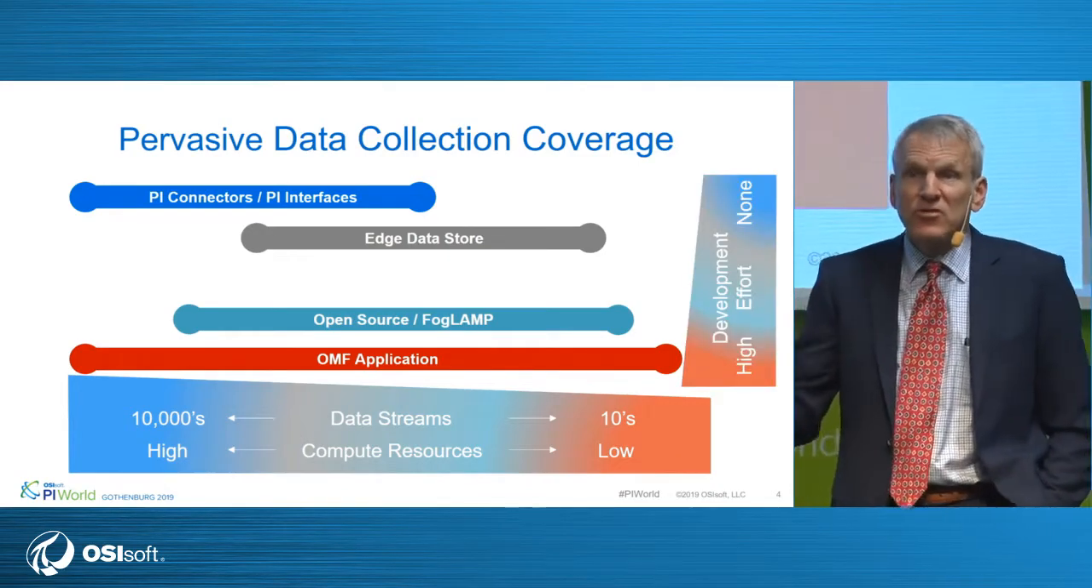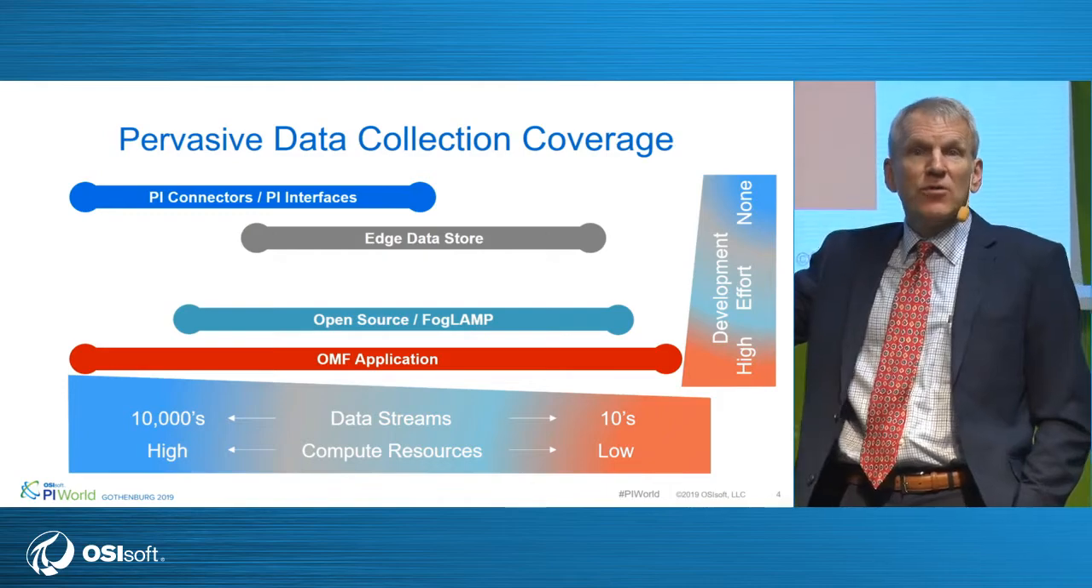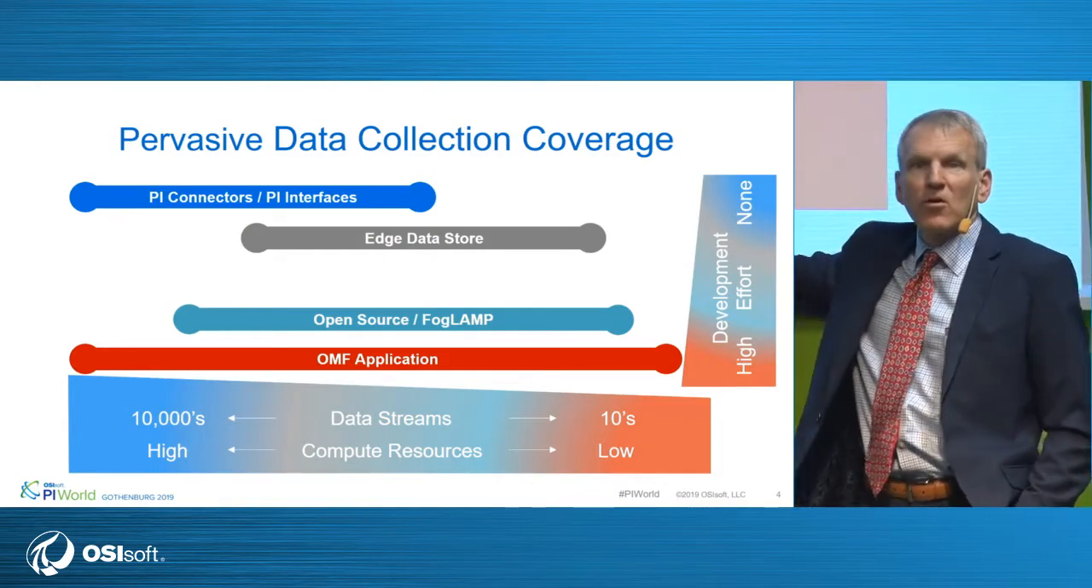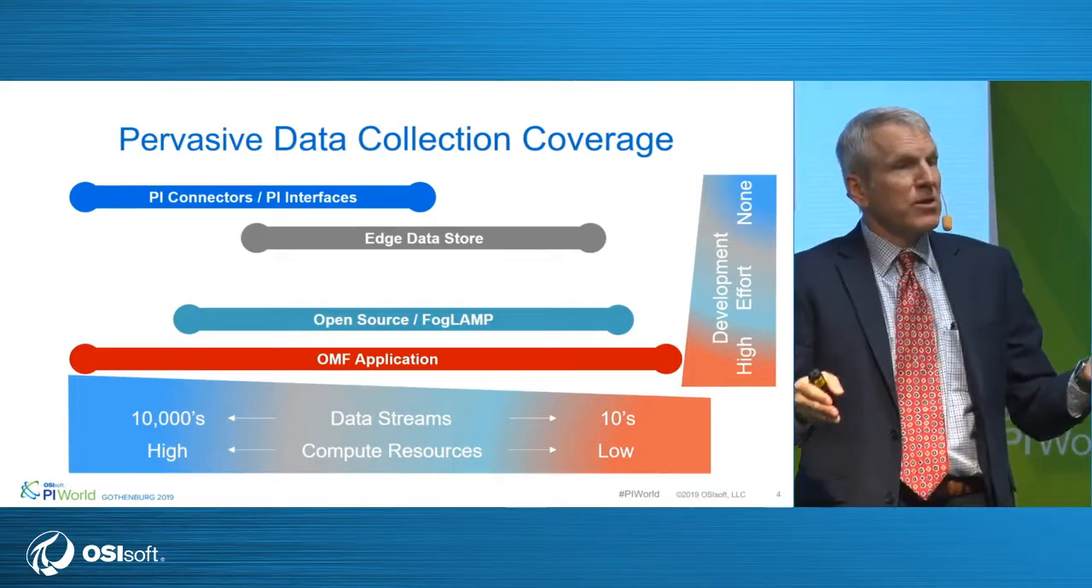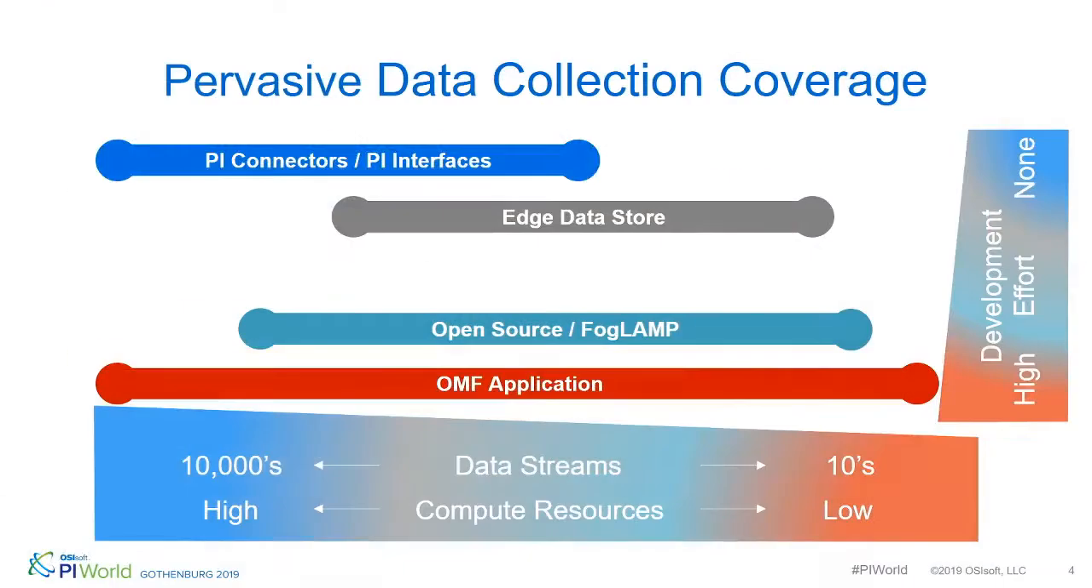One other dimension to this development, and this is what Greg showed this morning, this vertical bar here, is a distinction or a dimension of development effort. When I talk about a product, that's something that OSIsoft brings to market. An interface or a connector is a product. Your experience with that product is you buy it, you download it, you install it, you configure it, and then the magic happens, right? The data starts to flow.